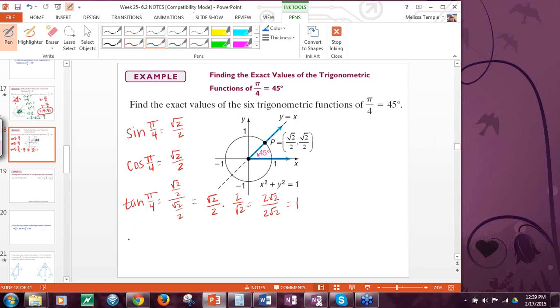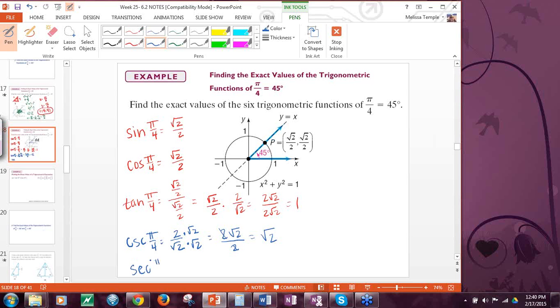Keep going on. We've got our cosecant of pi over 4. We said that was the reciprocal of sine. So flip sine, I get 2 over the square root of 2. But again, I can't have that. Can't have a square root in the denominator. So multiply both top and bottom by the square root of 2. On top, I get 2 times the square root of 2. All over, square root of 2 times the square root of 2 is 2. And a 2 on top and a 2 on bottom cancel. So cosecant at pi over 4 is square root of 2.